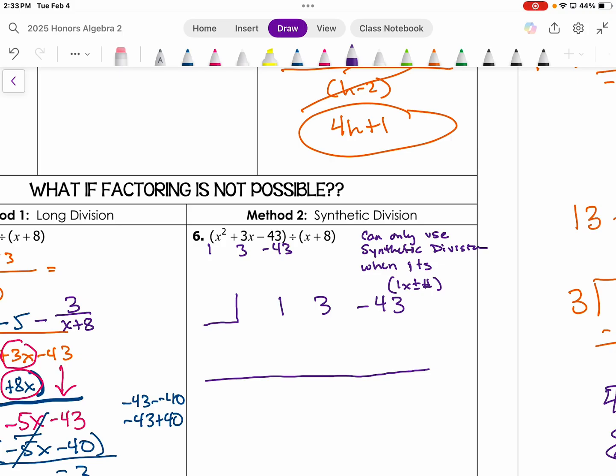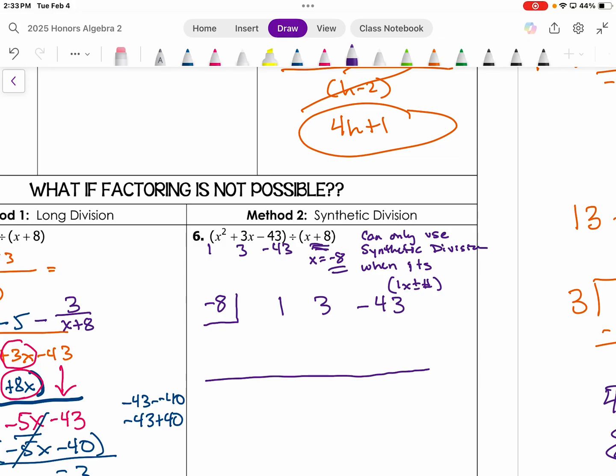Now, here's the next part. The opposite of what's in the back parenthesis goes in the little box. So since it says x plus 8, I put a minus 8 in there. Because technically what we're doing, we're asking, is x equal to negative 8? Is that an x-intercept? That's what we're solving for. When we saw things in factor mode and set it equal to 0, we said that x equals negative 8 was the x-intercept. So I put the opposite of what's in that second parenthesis in the box.